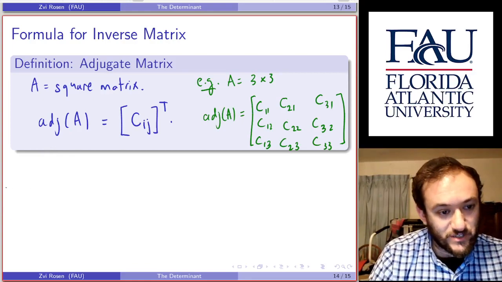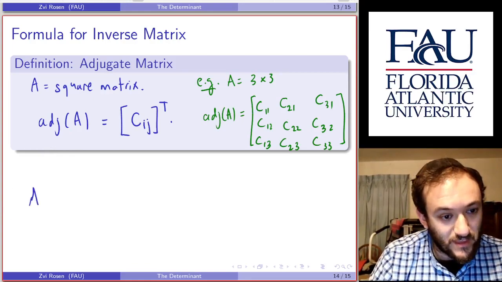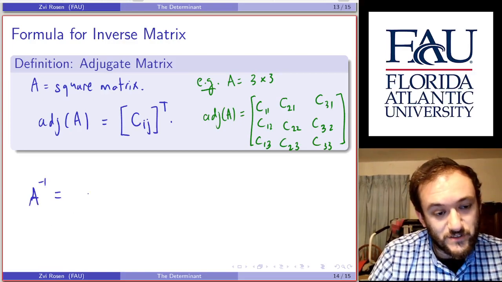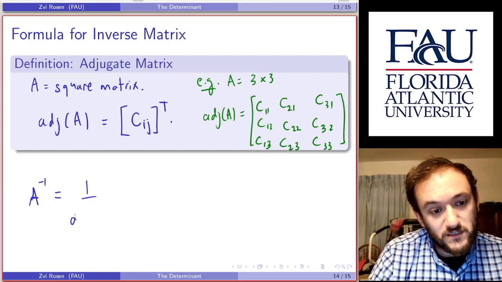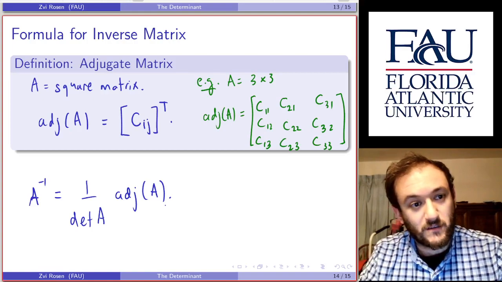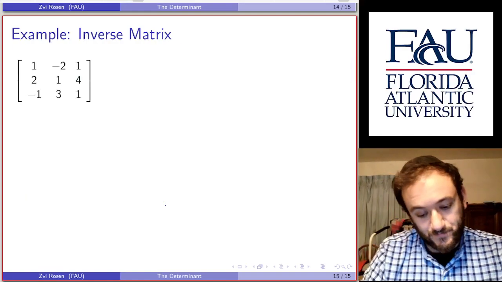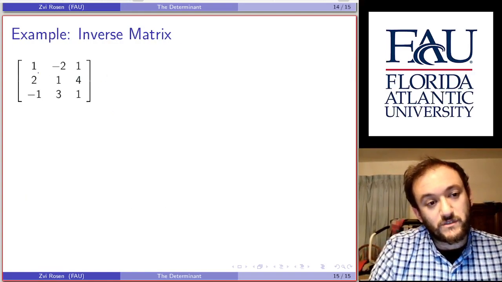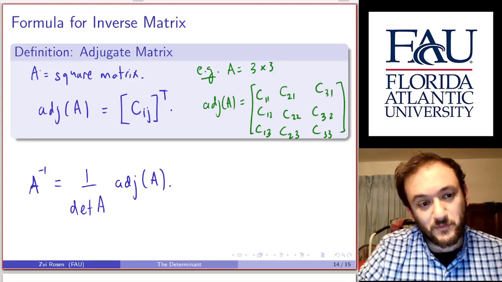Okay. So then once you have this adjugate matrix defined, our formula for the inverse, A inverse, is equal to 1 divided by the determinant of A times the adjugate matrix. Okay. Let's see this in action. So we want to, perhaps a simpler example first.